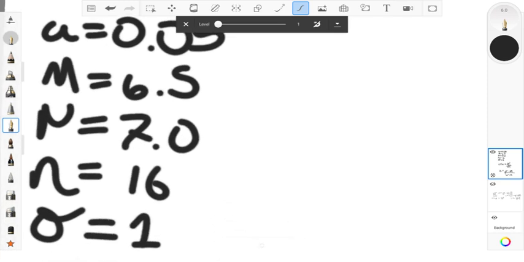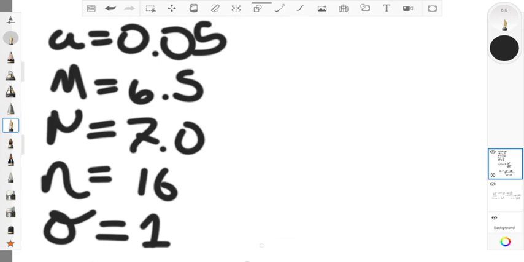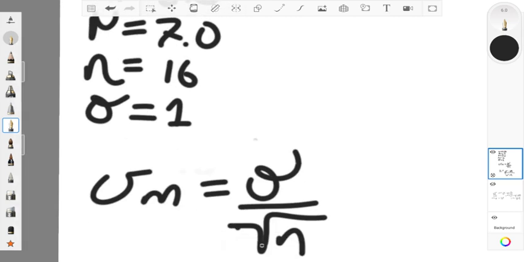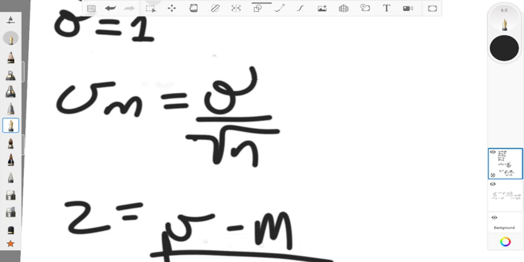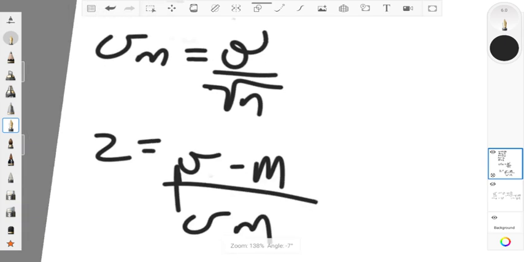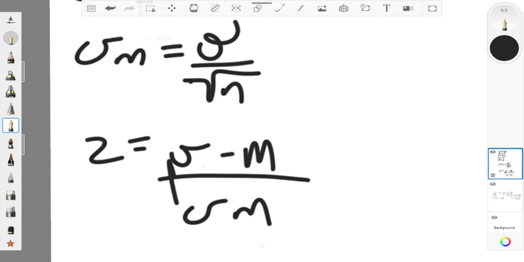So to start, I have all of our variables written down. Our alpha being 0.05, our M being 6.5, our mu being 7.0, our n being 16, and our sigma being 1. These are the two formulas we're going to be using. So let's get started.